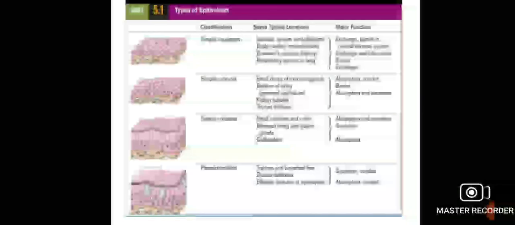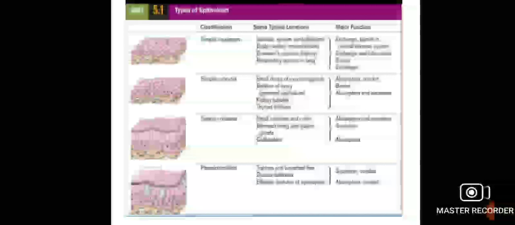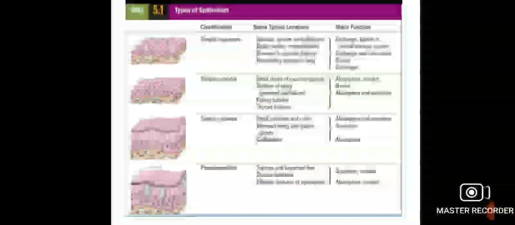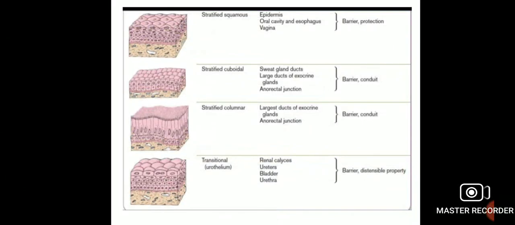This is the classification with some typical locations and major functions. As I have already told you, simple squamous epithelium is used for exchange, barrier and lubrication, and simple cuboidal epithelium is used for absorption, as a barrier, and for secretion. Simple columnar epithelium is also used for absorption and secretion, and pseudostratified epithelium is used for secretion and absorption, and these are their locations which I have already told you.